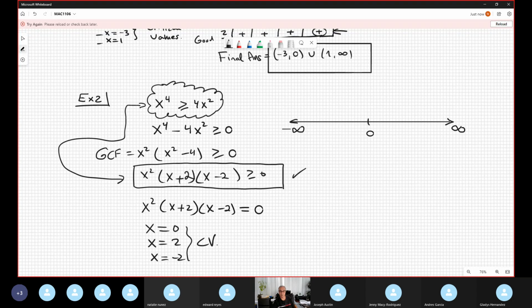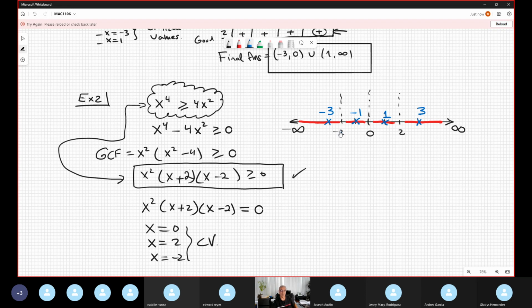0, 2, and negative 2. Because we have 1, 2, 3, and 4 intervals. Then, in order to apply testing points, you pick totally arbitrary values in each interval. Negative 3 is super good. Negative 1 is super good. Positive 1 good. And positive 3 good. If another student picks another value, no problem. If it belongs to the same interval, it's the same behavior.